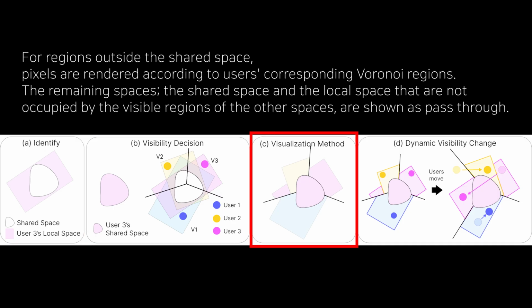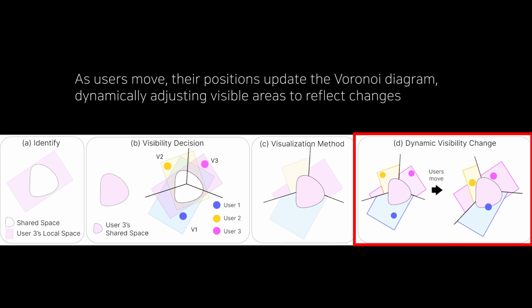For regions outside the shared space, pixels are rendered according to users' corresponding Voronoi regions. The remaining spaces, the shared space and the local space that are not occupied by the visible regions of the other spaces, are shown as pass-through. As users move, their positions update the Voronoi diagram, dynamically adjusting visible areas to reflect changes.